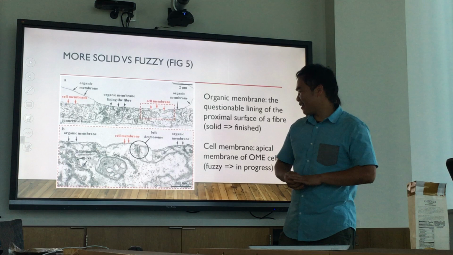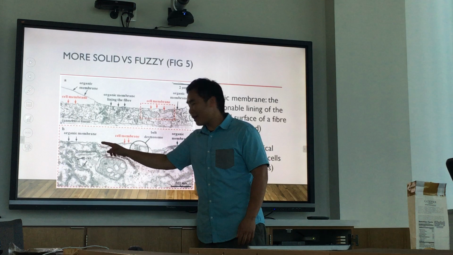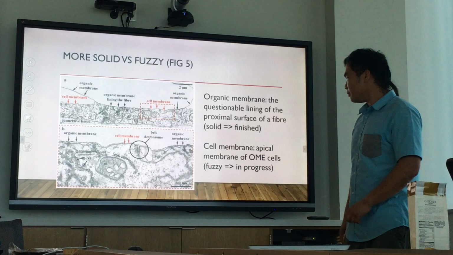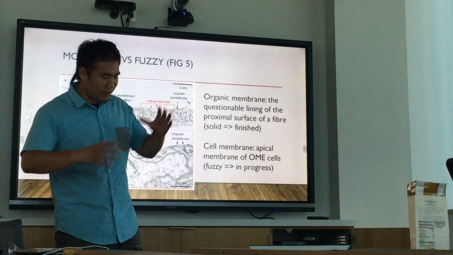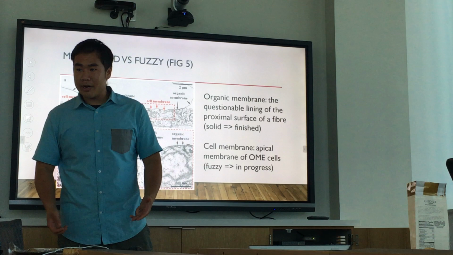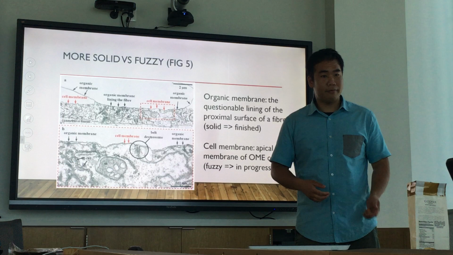Okay. So anyways, whether you believe it or not, this is the finished part with the organic membrane, and this part that's slightly fuzzier is the unfinished part. So this is basically what they're using to tell how shell forms, right? The fiber is secreted, the calcium carbonate, and then afterward, they close it off with the organic membrane. If the organic membrane has not been closed off yet, then it has still more secretion to do before that.